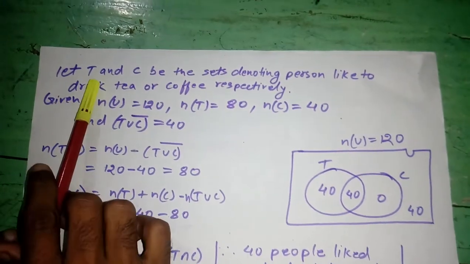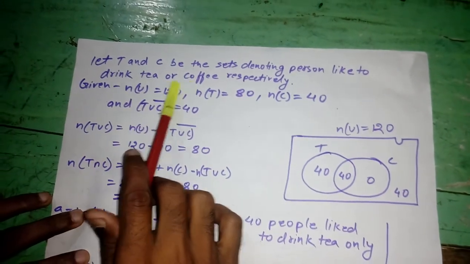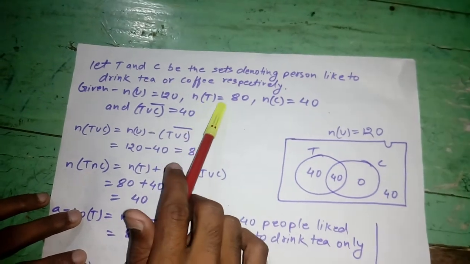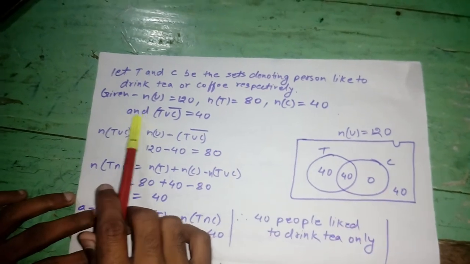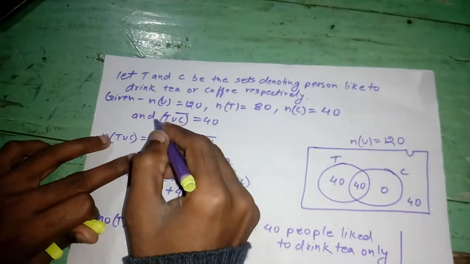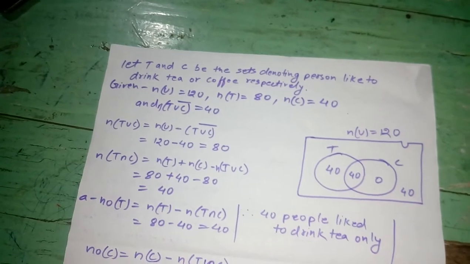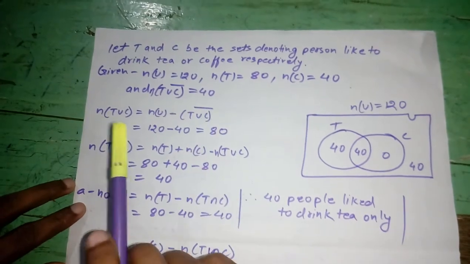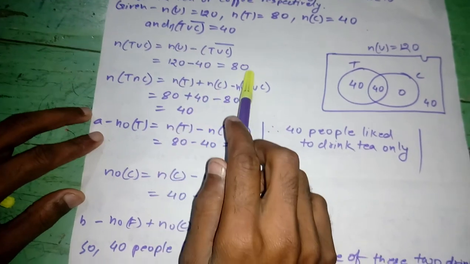Here, let T and C be the sets denoting persons who like to drink tea or coffee respectively. Given here, n(U) is equal to 120, n(T) is equal to 80, and n(C) is equal to 40. And n(T union C complement) is equal to 40. Here, n(T union C) is equal to n(U) minus n(T union C complement). Here, n(T union C complement) is given as 40. So, 120 minus 40 is equal to 80.